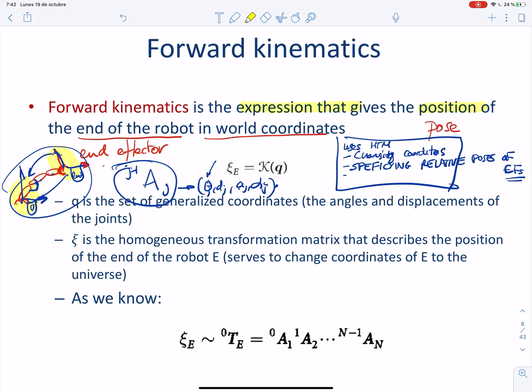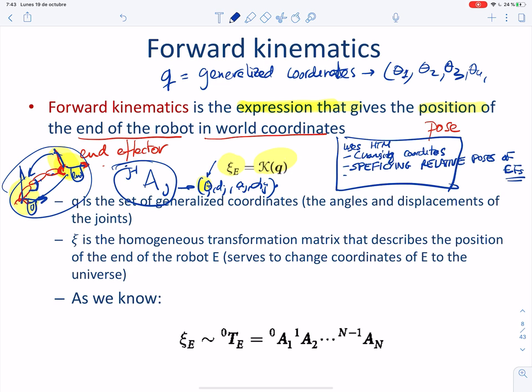So in practice, what I'm saying is that I'm looking for an expression, a function that gives us the pose of the end effector as a function of all the values of theta and d at a given time. And these values of theta and d are going to be called from now on a vector of generalized coordinates, q. In the case of a revolute robot, it is just the set of values theta 1, theta 2, theta 3, theta 4, theta 5, and theta 6, thinking about robots of 6 degrees of freedom.